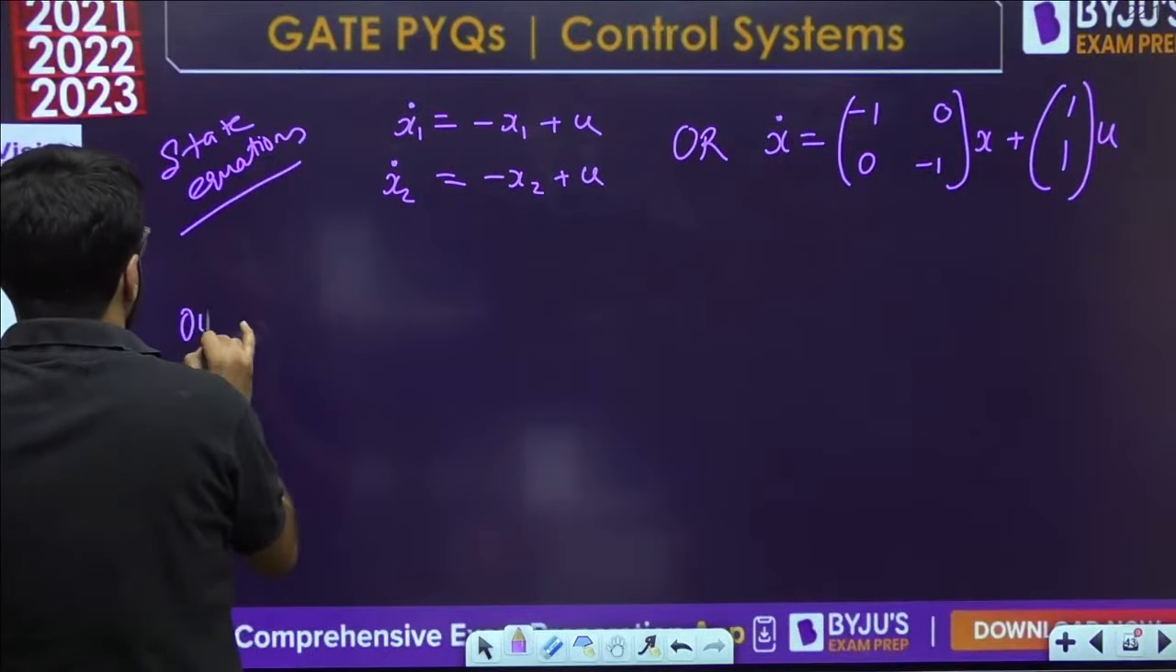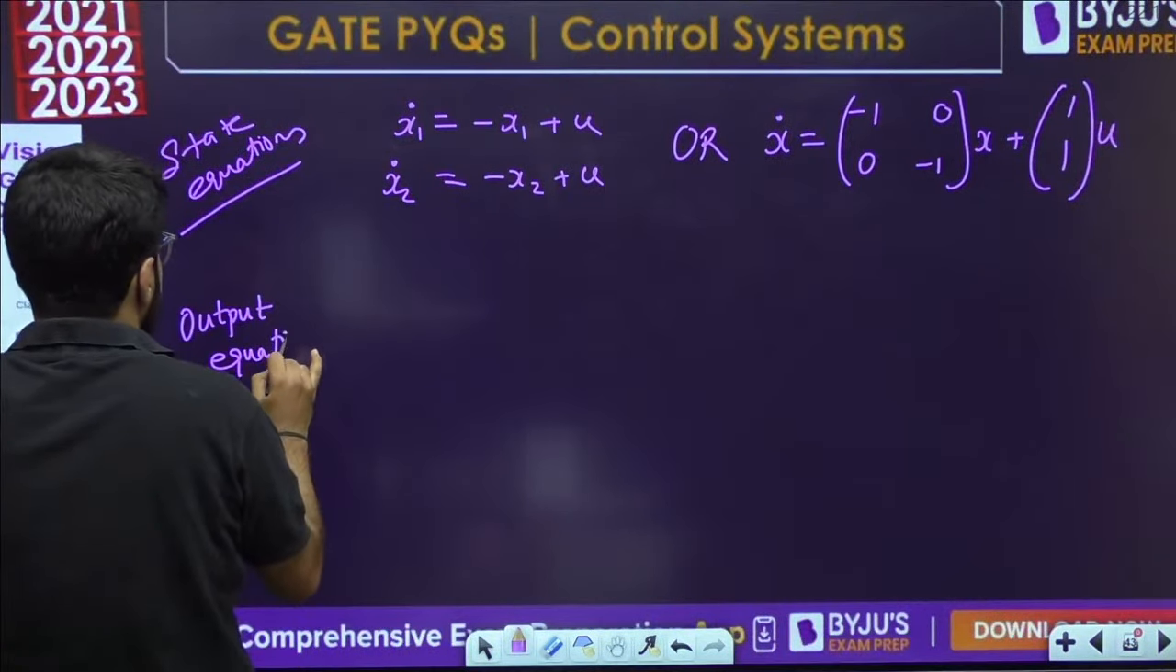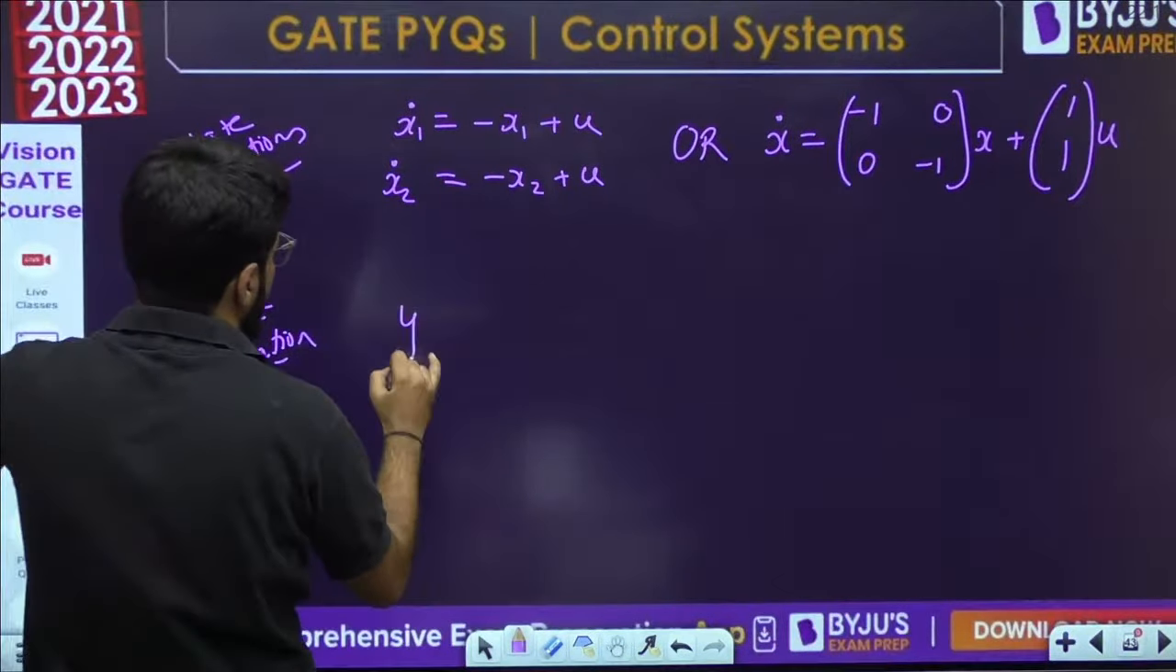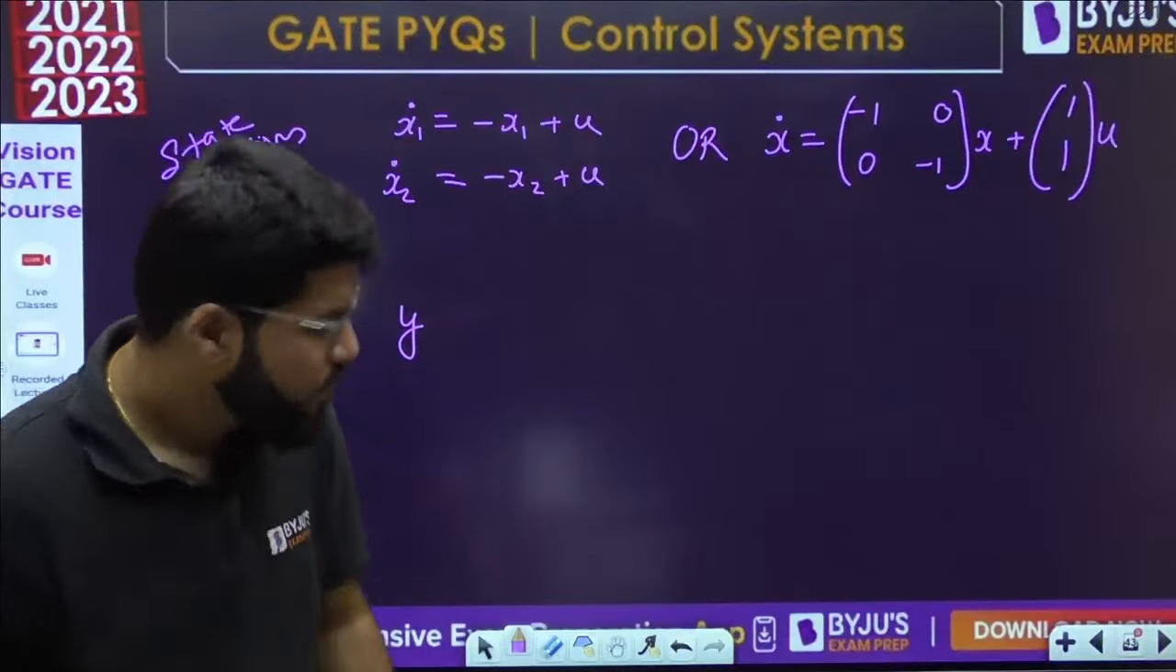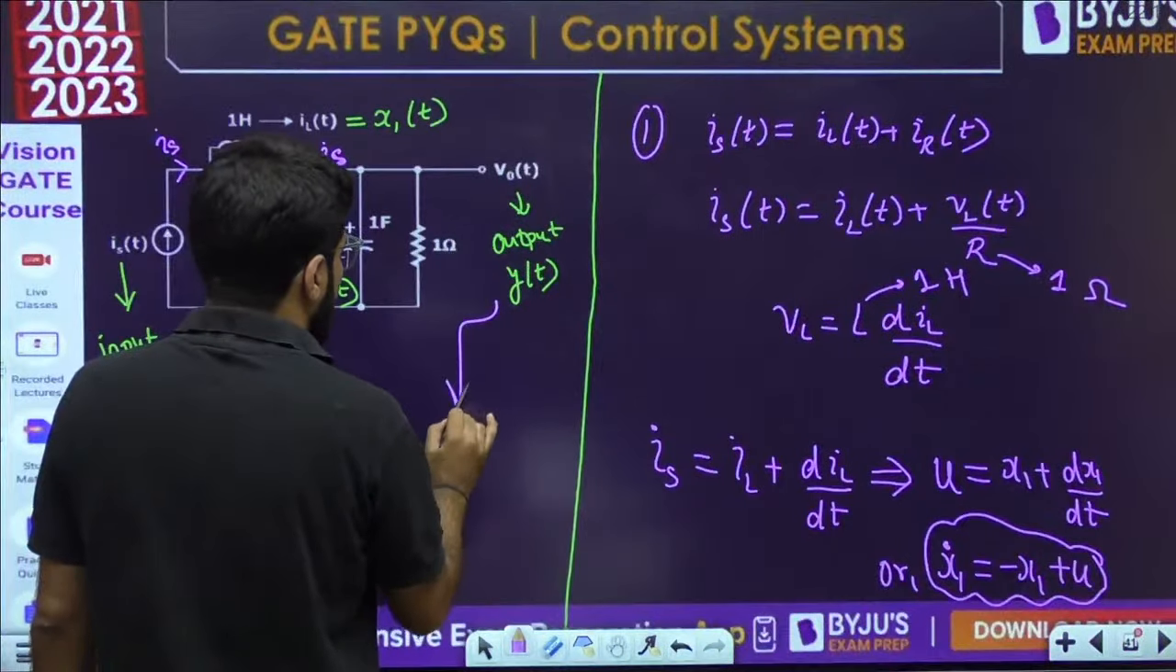Okay, what is the output equation? There is a single output. It is a single output case, a SISO case. What is the output equation? Y. What is the output actually?